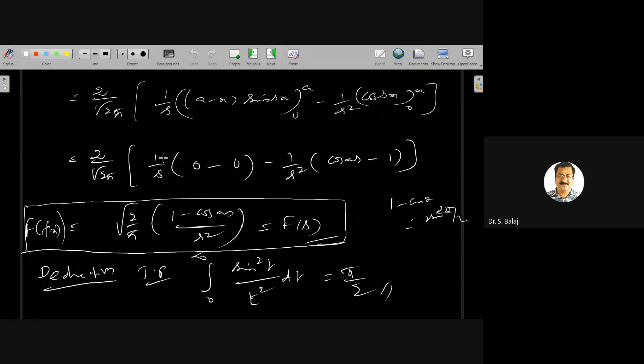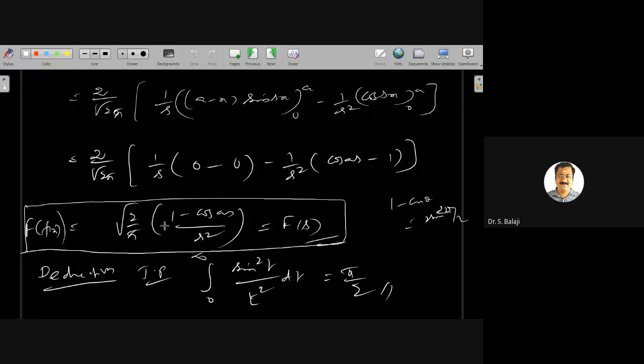Then root of 2 pi pi, you can substitute the limits. a minus a is 0, and sin 0 is 0, so that is 0 minus 0. Apply a for x in the second term, and you get minus 1 by s square, cos as minus cos 0, that is cos 0 is 1, minus 1. Multiply by this minus, and you get 1 minus cos as by s square. So root of 2 pi pi times (1 minus cos as) by s square will be your result here. That will be a function of s.